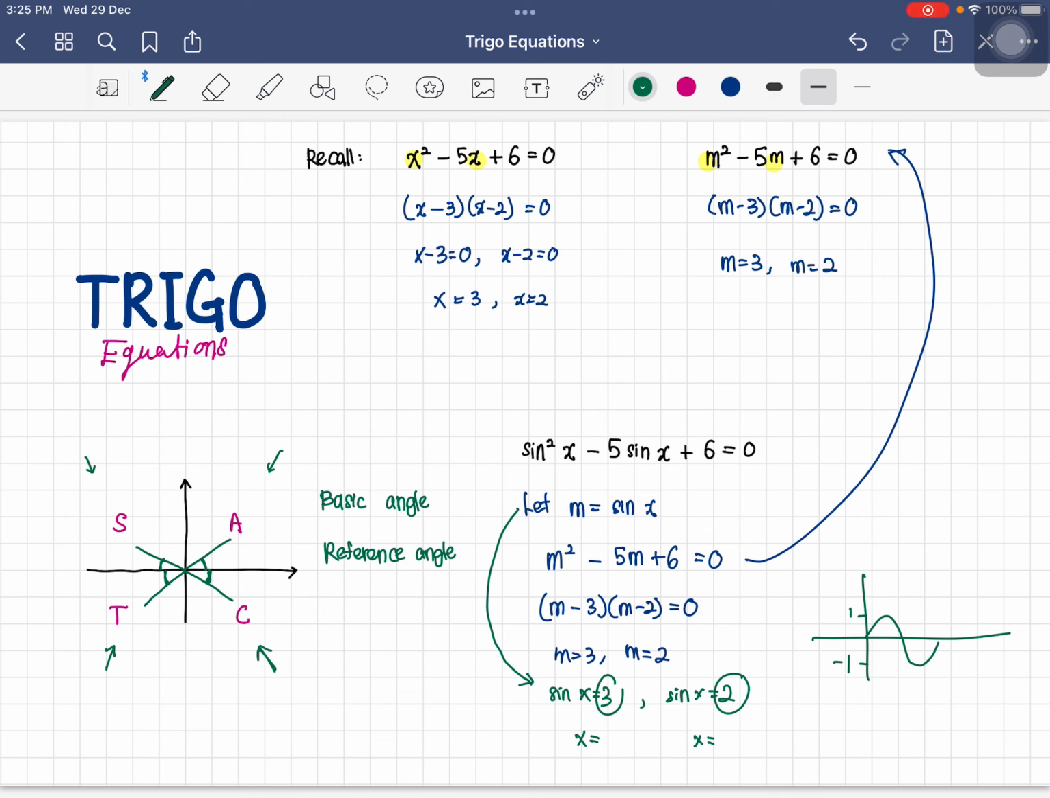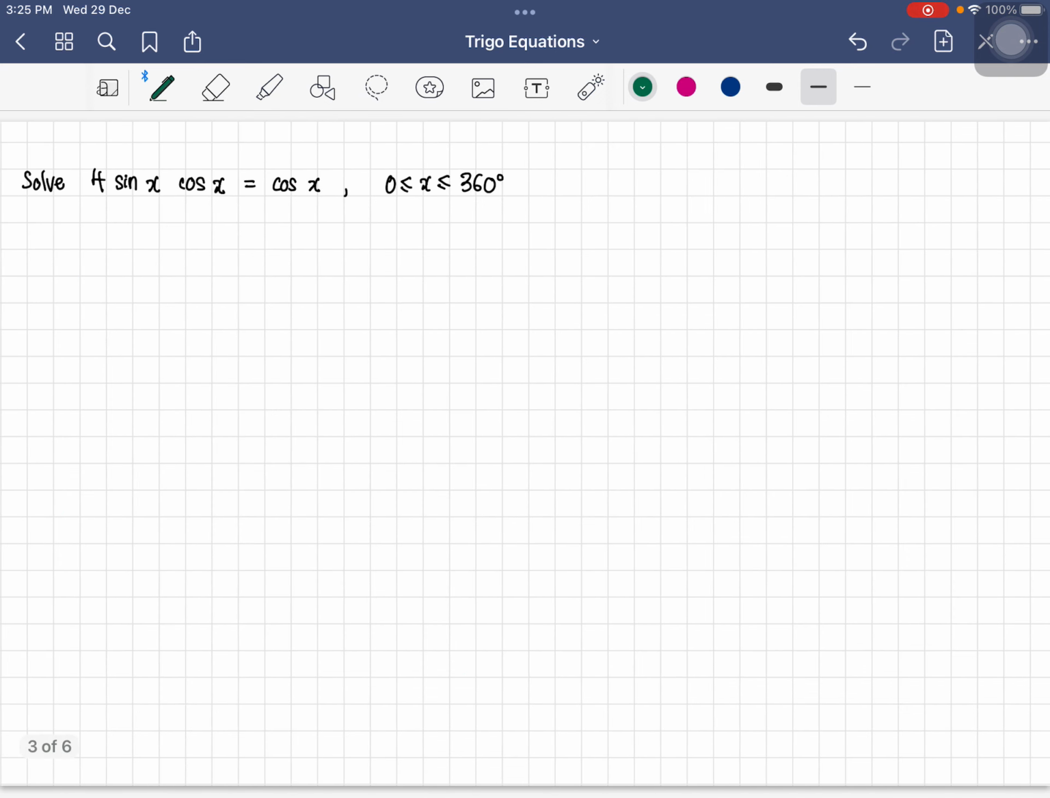So let's try to solve one trigonometric equation. Let's look at this example. What you should do is try to bring this cos of x to the left side. When we bring that cos of x to the left side, we'll have 4 sine of x cos of x minus cos of x equal to 0.